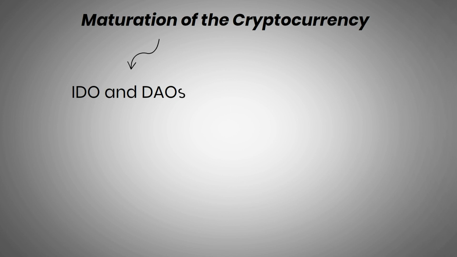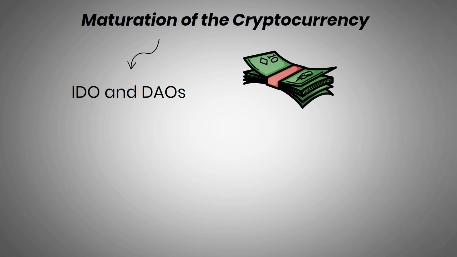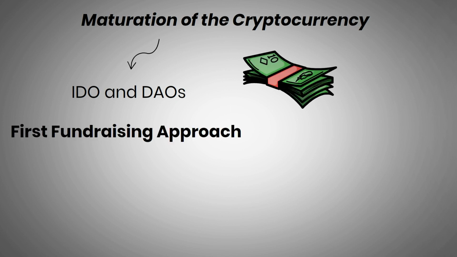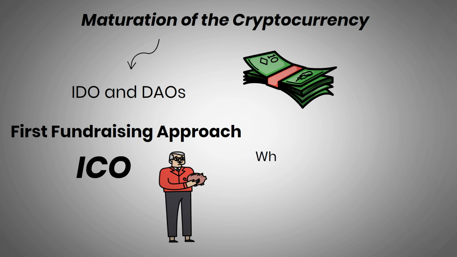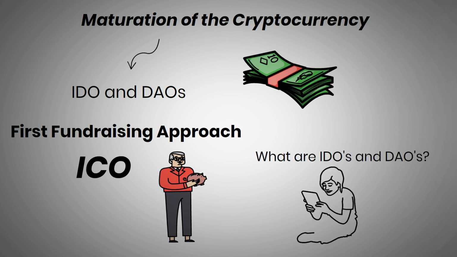The maturation of the cryptocurrency industry has led to the creation of IDOs and DAOs, some of the many creative fundraising approaches. But the first fundraising approach in crypto was the ICO, which in 2017 turned many early investors into overnight millionaires. But what are IDOs and DAOs? To learn all about them, keep on watching this video.